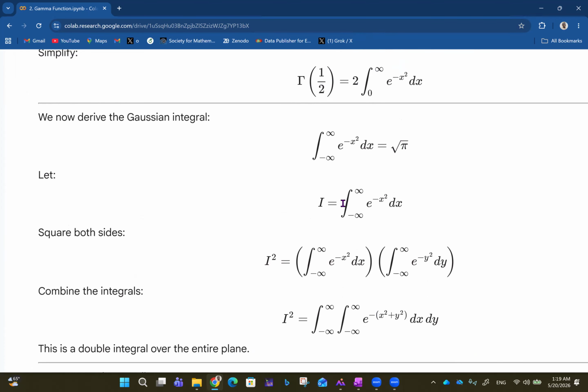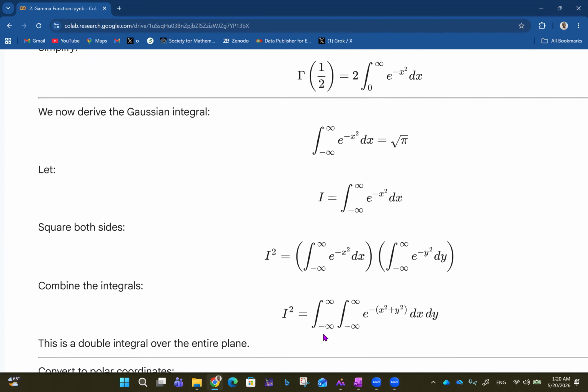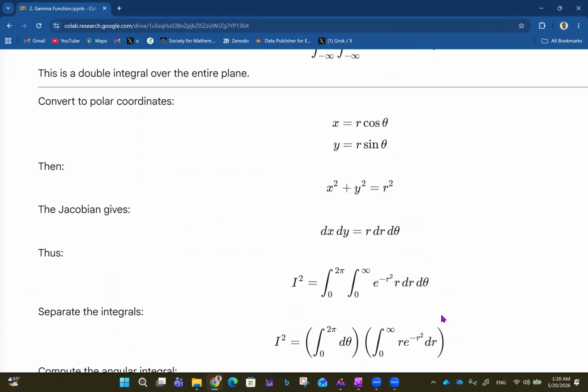So now let I be the integral from minus infinity to infinity of e raised to minus x squared dx for starters. If you square both sides, you have I squared. So I squared means you now have the integral from minus infinity to infinity of e raised to minus x squared dx. Because you have squared it, you can also say that's the integral from minus infinity to infinity of e raised to minus y squared dy. So they are functionally the same. Then if you combine the integrals, you have I squared equals the double integral from minus infinity to infinity of e raised to minus (x squared plus y squared) dx dy. So it now becomes a kind of surface integral. This is a double integral over the entire plane now.